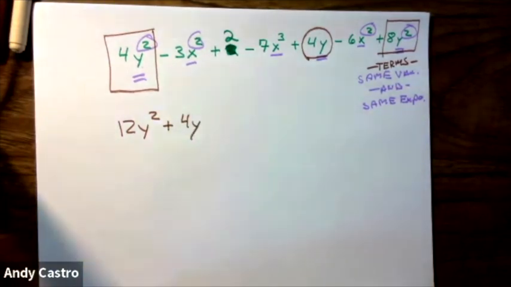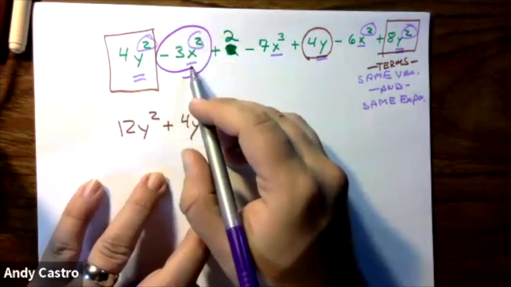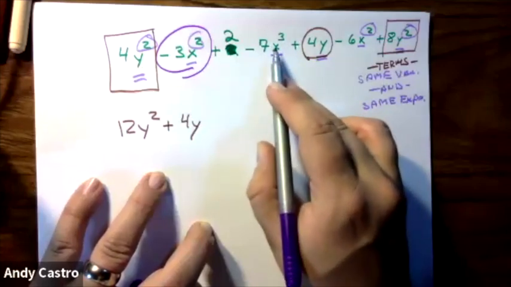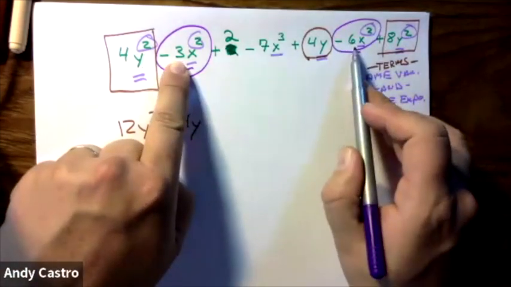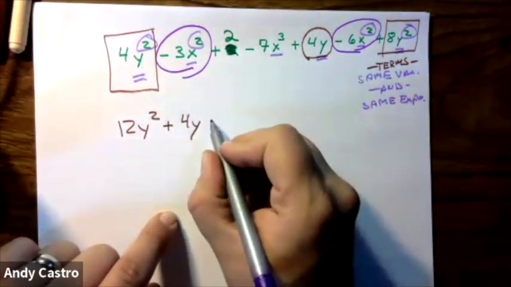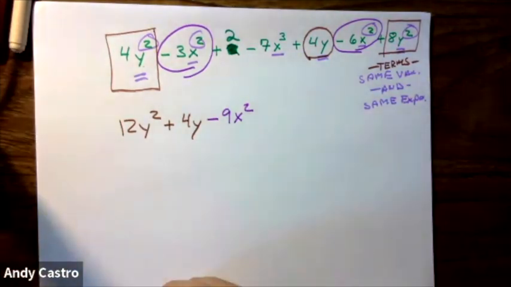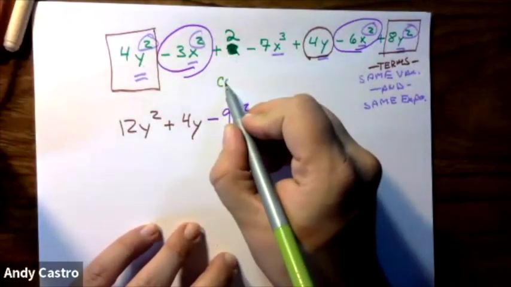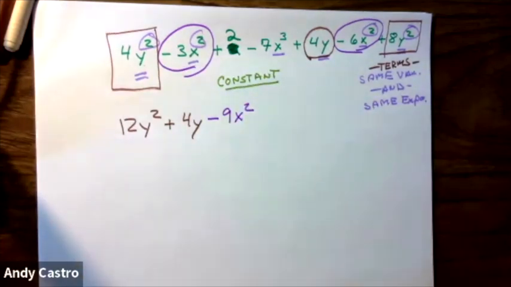Now I'm going to move on to my x's. All right, here I've got a negative x squared. I don't have an x squared here. I don't have an x squared here, but I do have an x squared here. A negative 3x squared and a negative 6x squared. So if I combine those, I get a negative 9x squared. All right, moving along here, I have a 2, which a lot of times we just call a constant. What do we mean by constant? It has no variable association. It's not being multiplied by any variable. Okay?